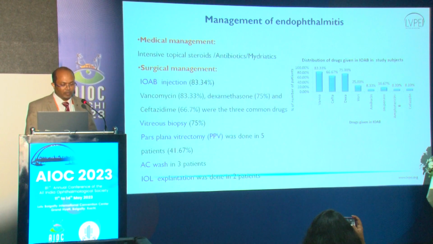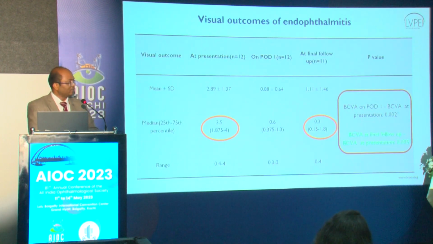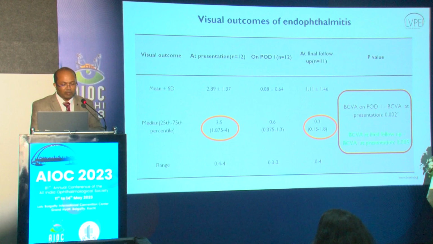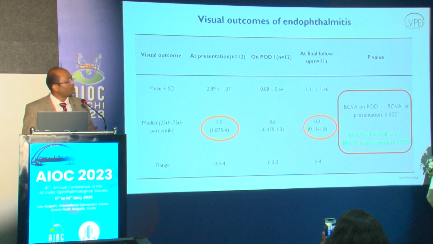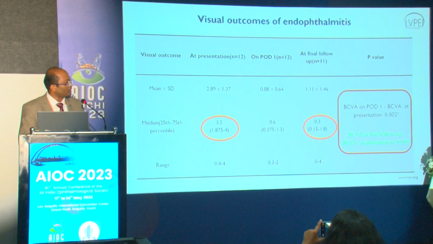Medical management was intensive topical steroids, antibiotics and mydriatics. Regarding surgical management, you can see that the most common intervention done was IOAB, followed by vitreous biopsy, and as and when required PPV. If you look at the outcomes, there is an amazing trend. If you see the median interquartile range, or even the mean with standard deviation, you can see that at presentation there was a gross loss of vision. However, they showed a very good outcome at final follow-up visit. So it is contrary: in children, probably the outcomes are better when you treat them at the appropriate time, and that is shown to be statistically significant.